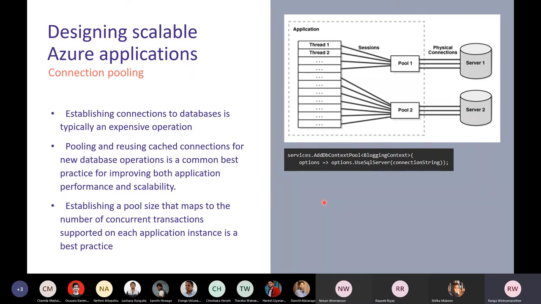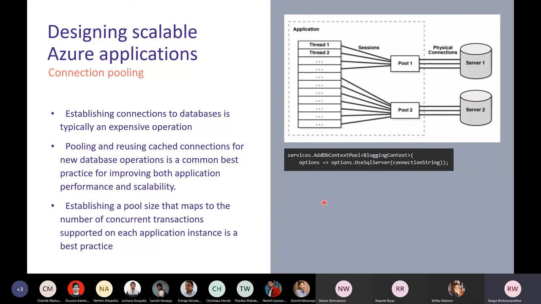But when it comes to establishing database connections, if you're creating hundreds of connections, there is an expense attached to it, because it needs to go through an authenticated connection to the remote database server and wait for the connection to open up and things like that.